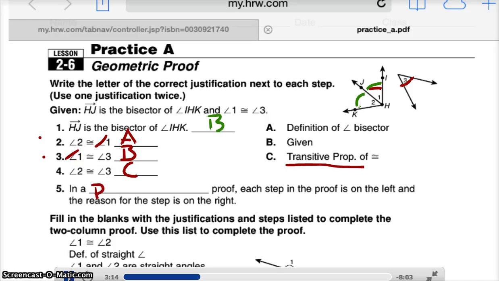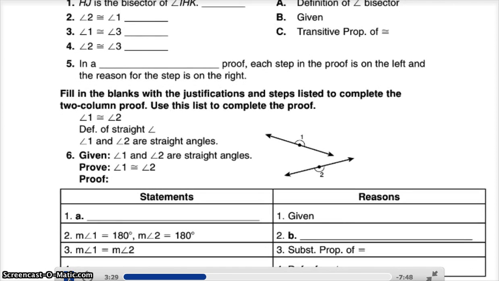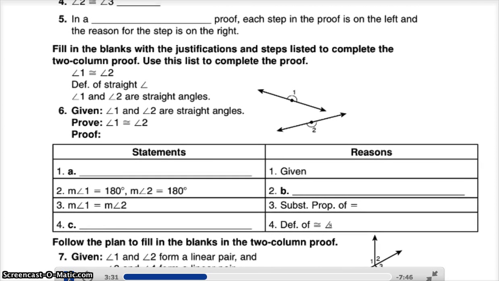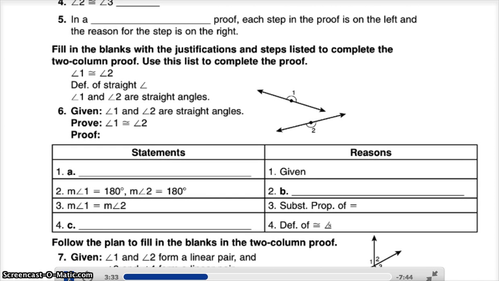And like I told you before, this is a paragraph proof. And you'll have the statements on one side and the reasons on the other side, just like we did with the algebraic ones. Okay. Alright, now let's look at this one. Again, this is fill in the blank.